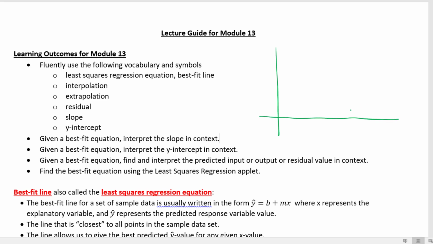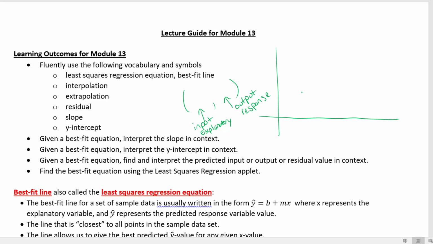observational units, and for each observational unit, we're gathering two quantitative variables. And that means that we're going to be gathering points for each observational unit. We're going to have for each observational unit an input and an output. So our input value is our explanatory variable, and our output value is our response variable. And we will gather these two quantitative variable values from each observational unit.